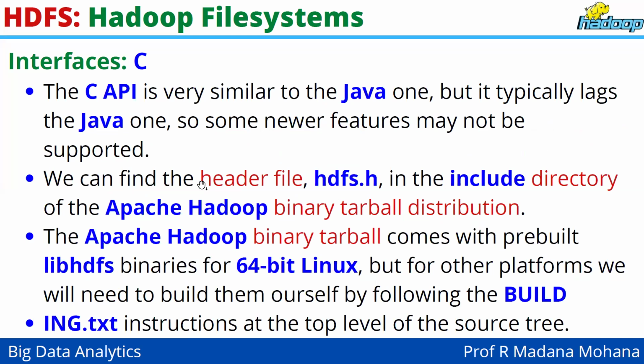We can find the header file hdfs.h in the include directory of the Apache Hadoop binary tarball distribution. The Apache Hadoop binary tarball comes with pre-built libhdfs binaries for 64-bit Linux. But for other platforms, we will need to build them ourselves by following the BUILDING.txt instructions at the top level of the source tree.